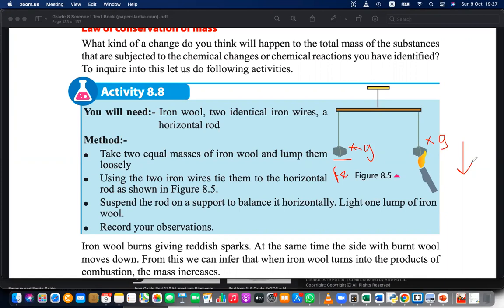Yes. Can you hear me? Yes, sir. Are you listening to me? Right, then tell me how the new mass, how this has increased.